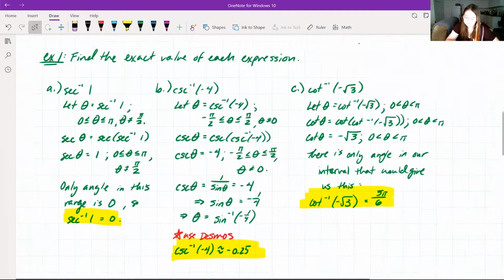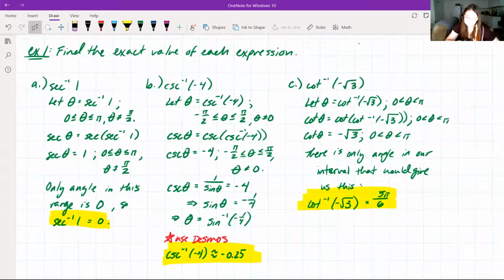All right, that was how we would find the exact value of each expression. We did go over how you would do one in a calculator, and every other one was found mostly by using the unit circle and the values there.